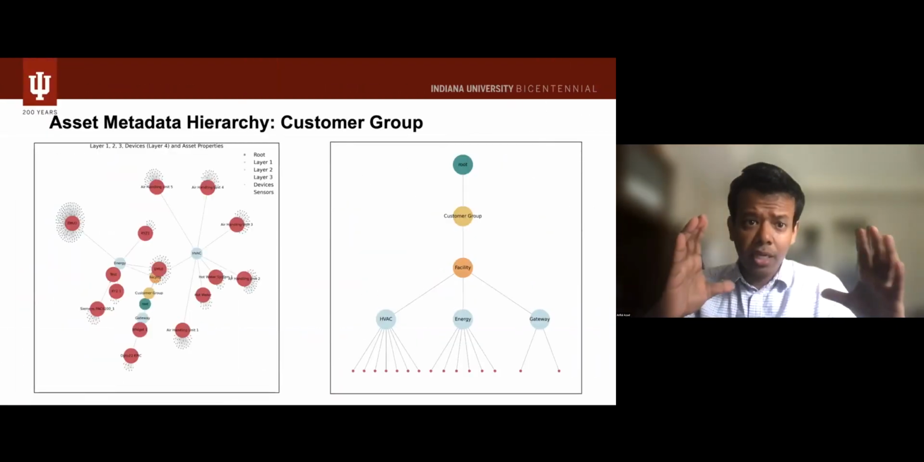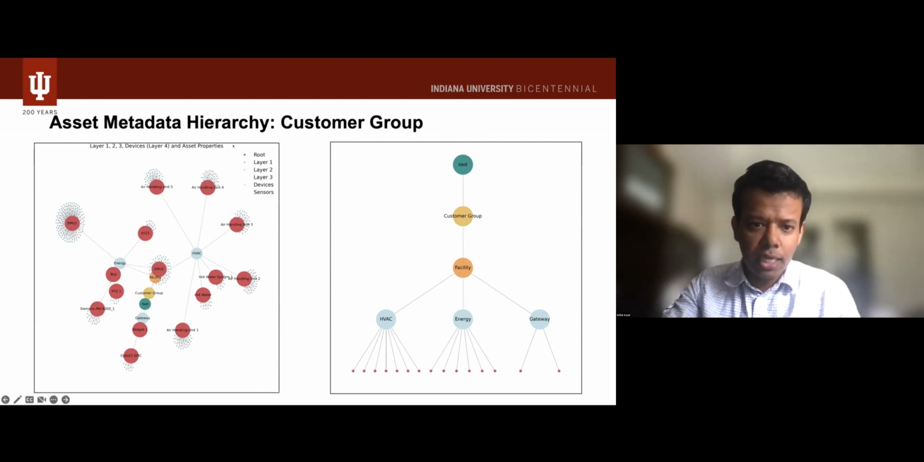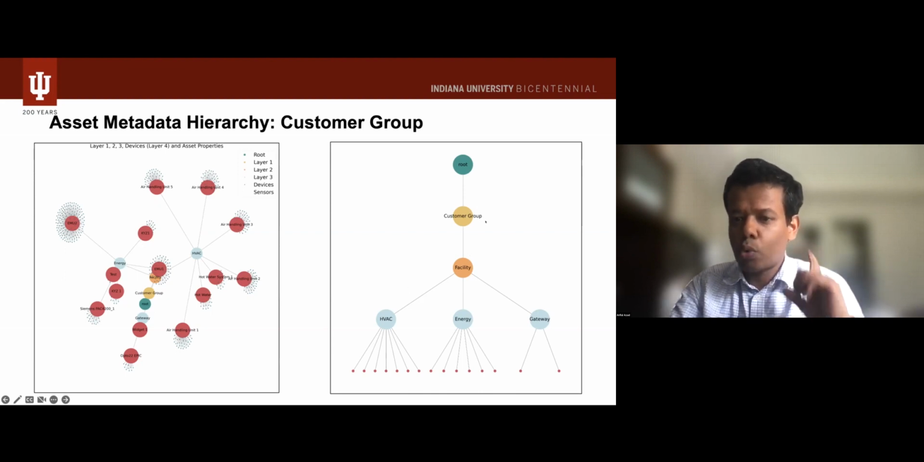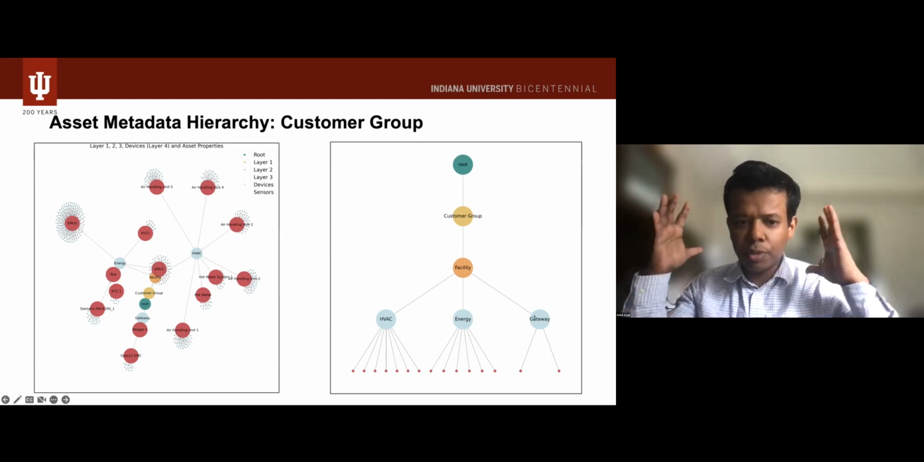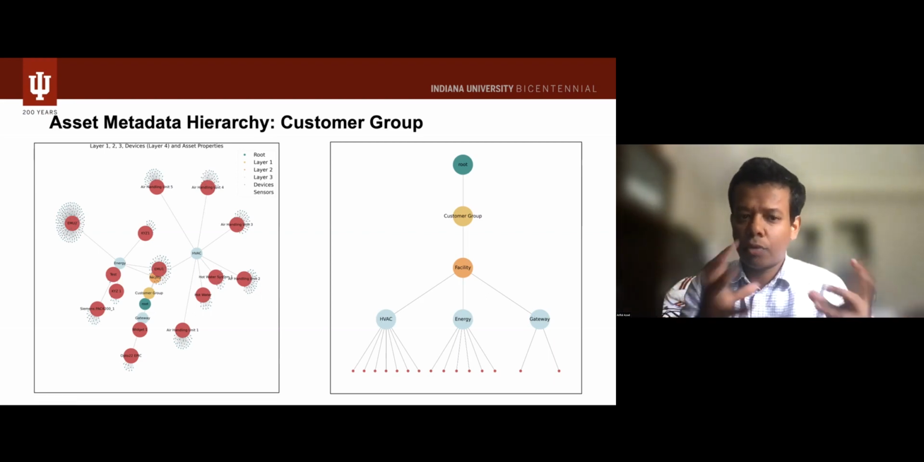And we can zoom in into different sections. For example, that is another view of the same graph. If we want to focus on only one particular unit, for example, one particular customer group and one facility in that group, and what other devices you have there, like HVAC, energy, and gateway, we can do that. We can zoom in into a particular subgraph of this bigger network and then analyze it separately. That is also possible. So we can analyze the data at different granularities.